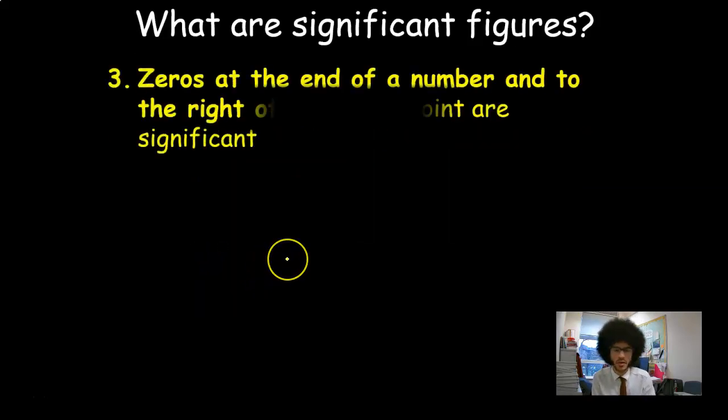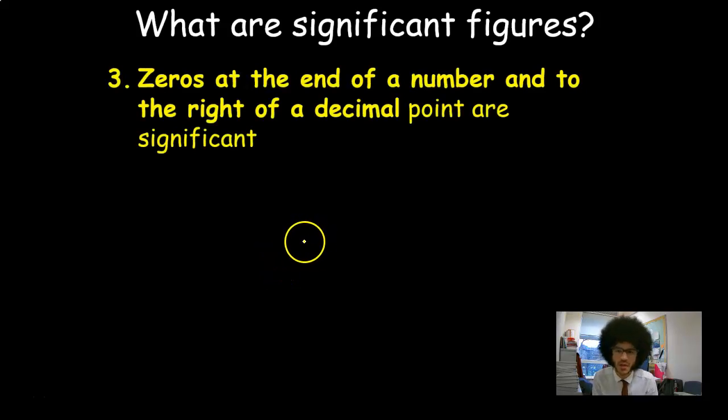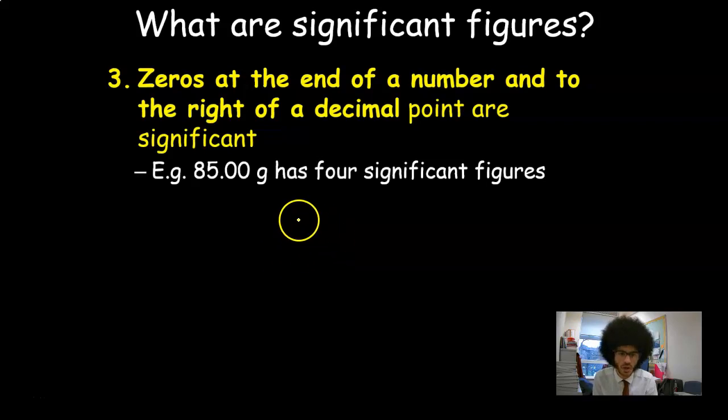Okay, now rule number 3. Zeros at the end of a number and to the right of a decimal place are significant. For example, if I've got 85.00, that has 4 significant figures. Now it's important that the zeros are after the decimal place. Okay, and I'll go through some examples in a minute of where sometimes those zeros cannot be significant. So that's got 4 significant figures. You've got your 1, your 2, your 3, and your 4.